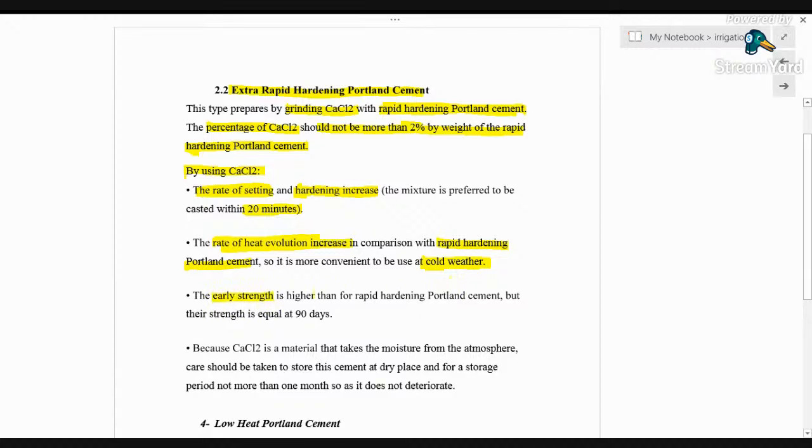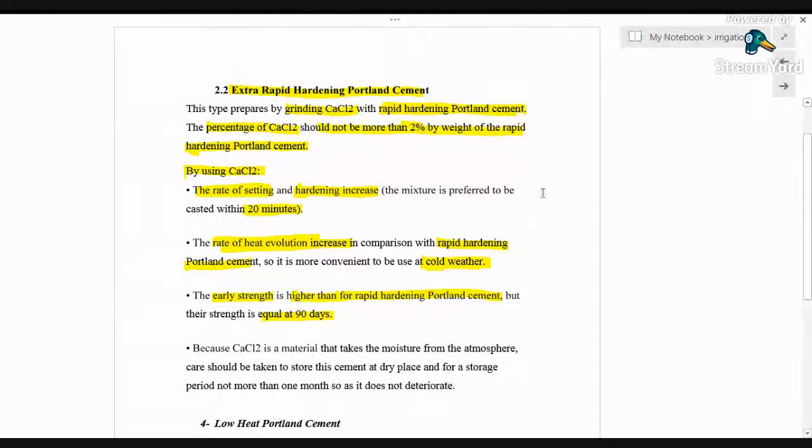The early strength is higher than rapid hardening Portland cement, but their strength is equal at 90 days. The early rate of gain of strength is very high as compared to rapid hardening Portland cement, but at the age of 90 days, the final strength will remain the same as rapid hardening cement.